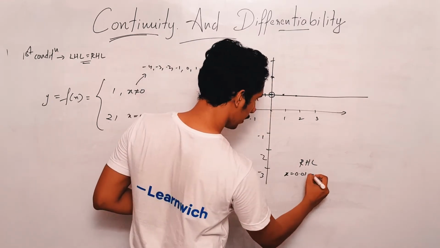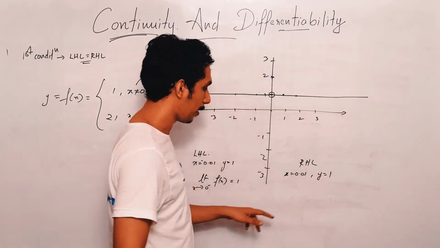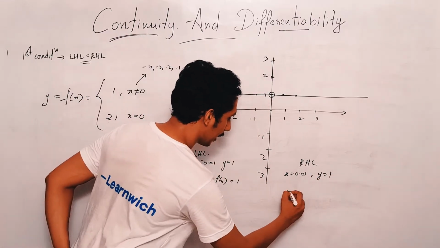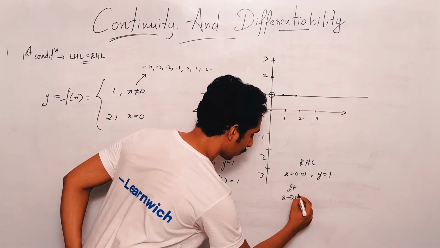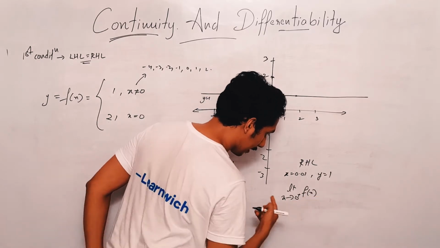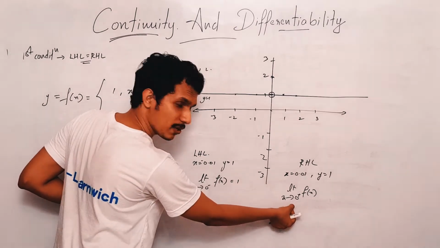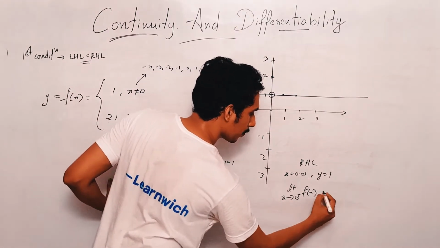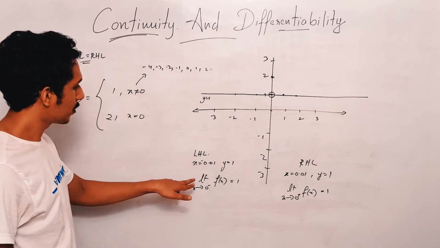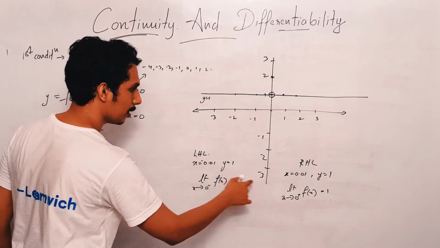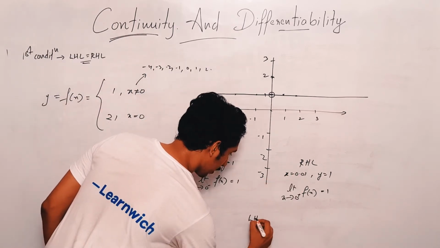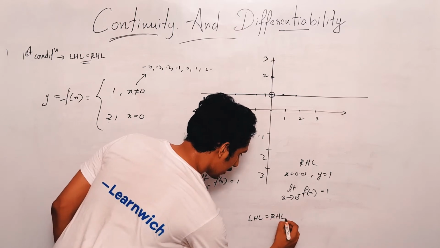For the right hand limit, let's say x is equal to 0.01, positive 0.01, that is towards the right. What is the value of y? It is again 1. Okay, so I can write it like limit x tends to 0 plus of f of x, that is the right hand limit. X takes a value very close to 0 but towards the right side of 0, it's again 1. So look at this. Left hand limit is equal to right hand limit.